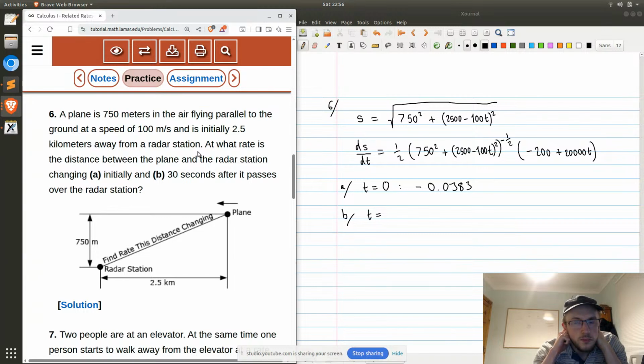That distance there squared plus that distance there squared, square rooted, and we get that distance there, of course. So what is that distance there? Well, let's think. It's 2,500 meters away minus 100 for every single second.